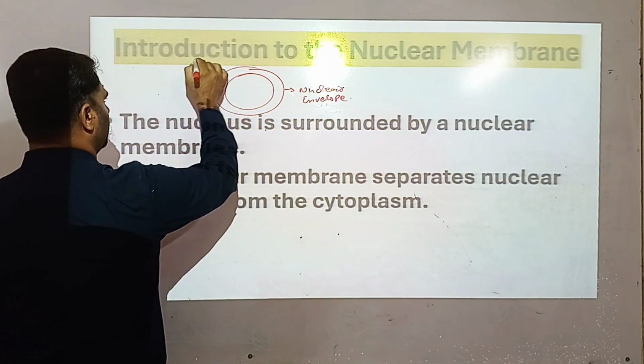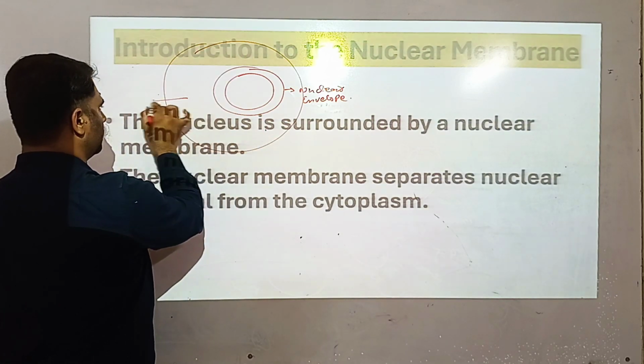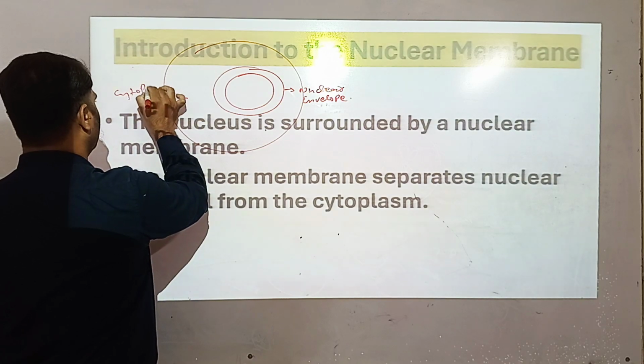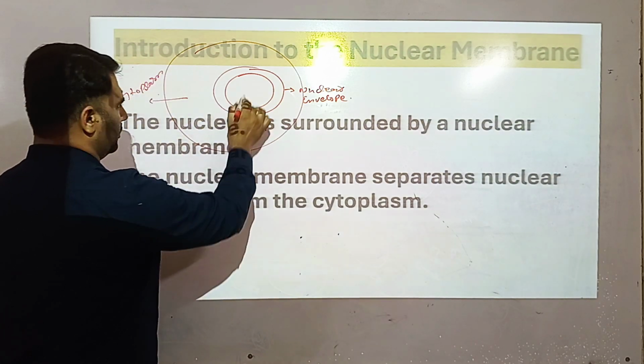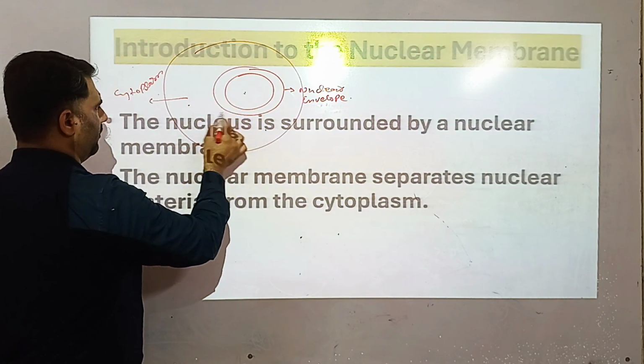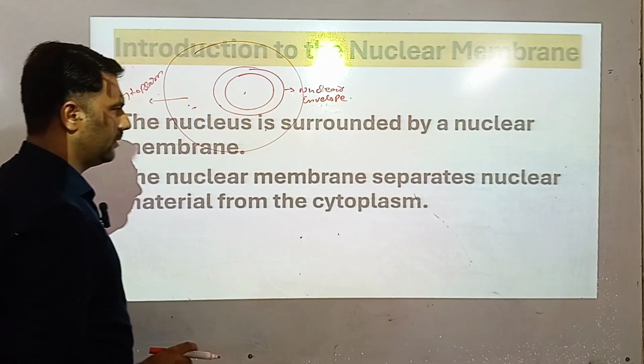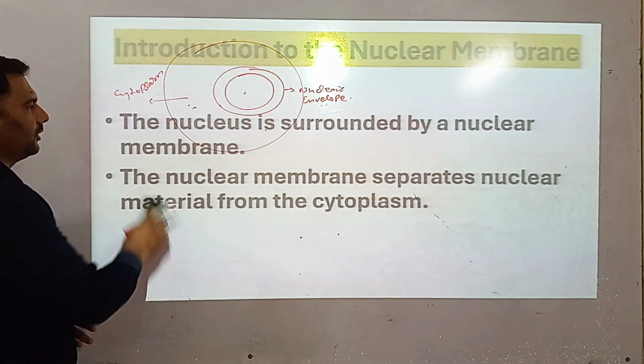For example, this is a cell, and this is the nuclear membrane. This is the cytoplasm, and this is the nucleus. The nucleus is separated from the cytoplasm by this nuclear membrane. The nuclear membrane separates the nuclear material from the cytoplasm.